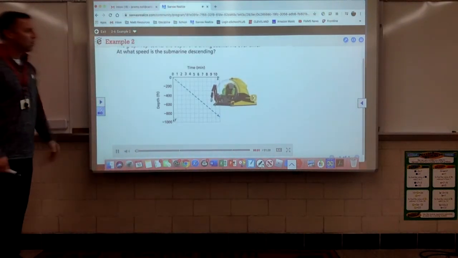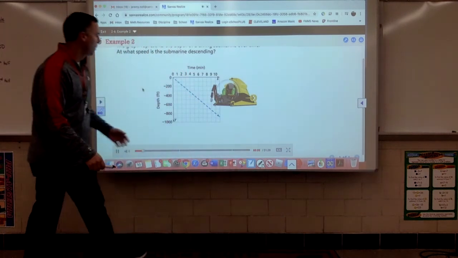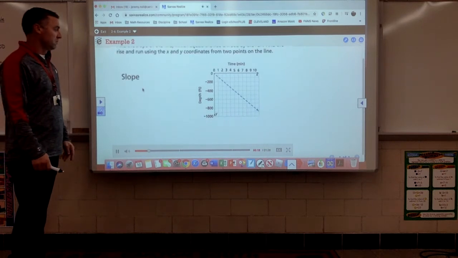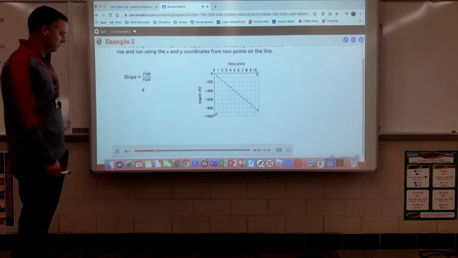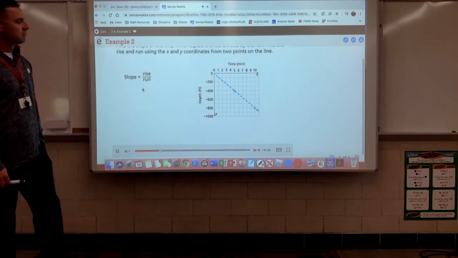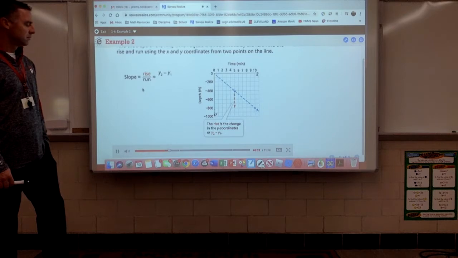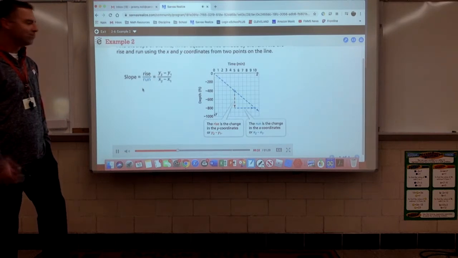The graph represents the depth of a diving submarine over time. At what speed is the submarine descending? Find the slope of the line, which equals the rise divided by the run. Find the rise and run using the x and y coordinates from 2 points on the line. The rise is the change in the y coordinates, or y2 minus y1. The run is the change in the x coordinates, or x2 minus x1.